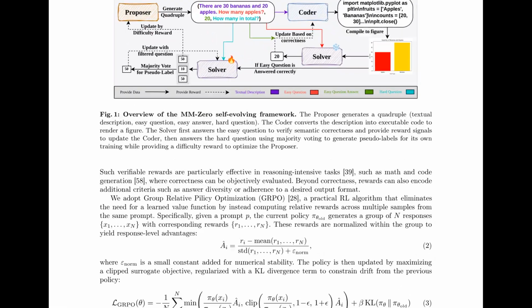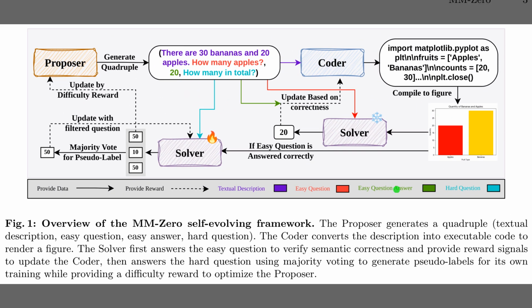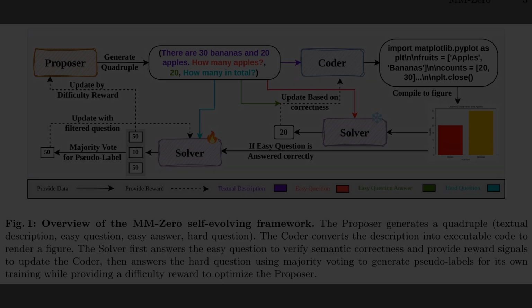Alright, Figure 1 breaks down the MM0 framework, which uses 3 roles sharing a single base model. First, the proposer generates a text description alongside an easy and a hard question. Then, the coder translates that text into executable code to draw a synthetic image, like this bar chart. Finally, the solver answers the easy question to verify the image, which rewards the coder, and then tackles the hard question to generate its own training labels and adjust the proposer's difficulty.